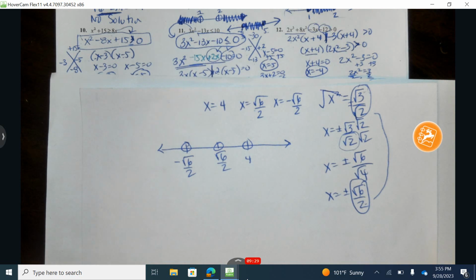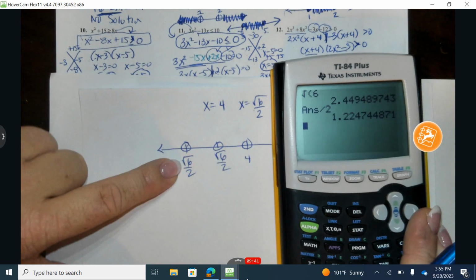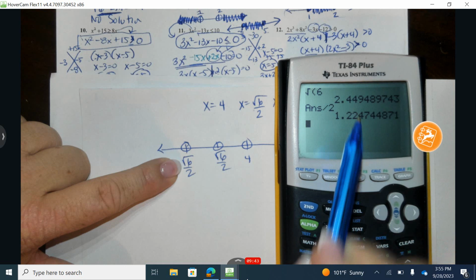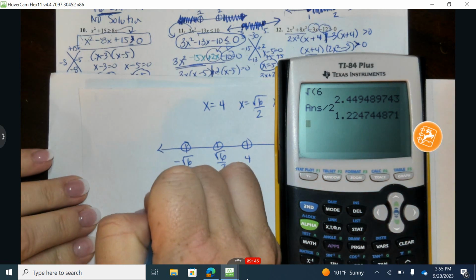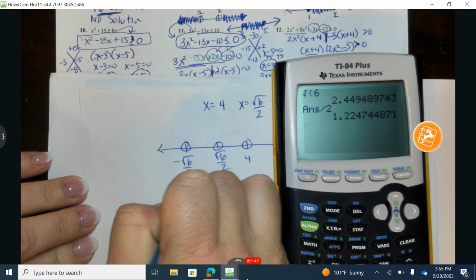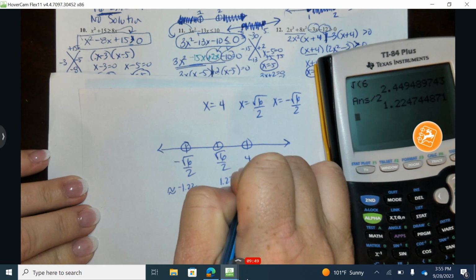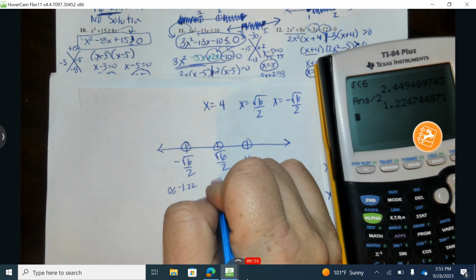Then I'm just going to choose a number that's, again, to the left, in the middle, and to the right. And I'm sure there's a rule in that video that is a shortcut. Use the shortcut if you remember that. So I know that this divides to 1.22. So this is about negative 1.22. This is positive 1.22 and 4. I'm just doing that so I have an idea of what I can choose.